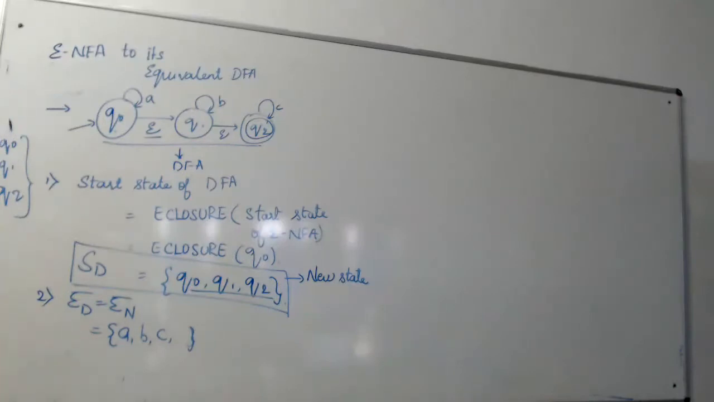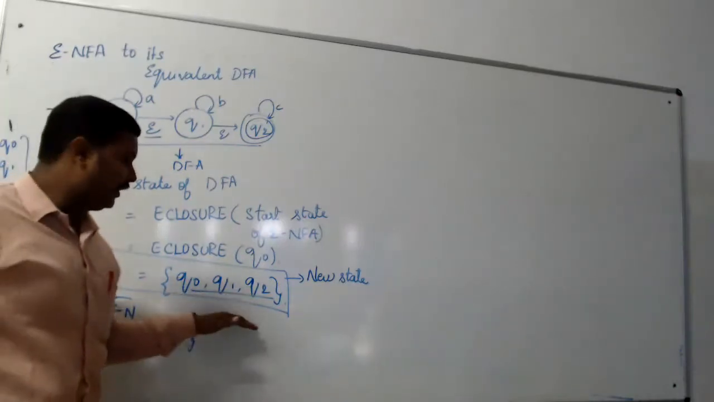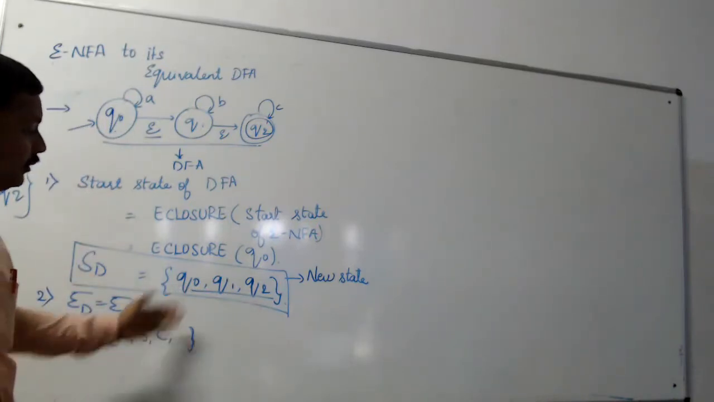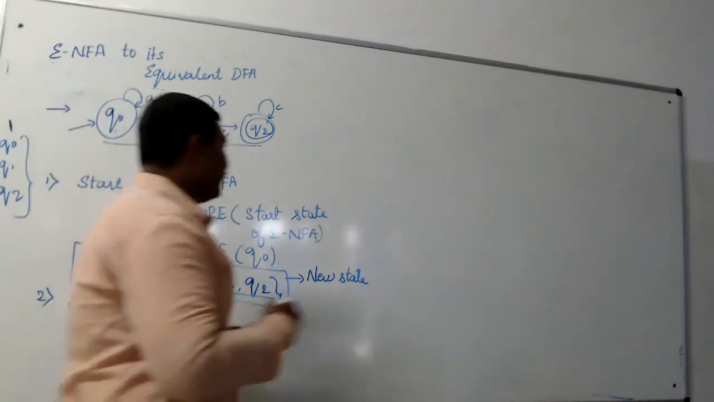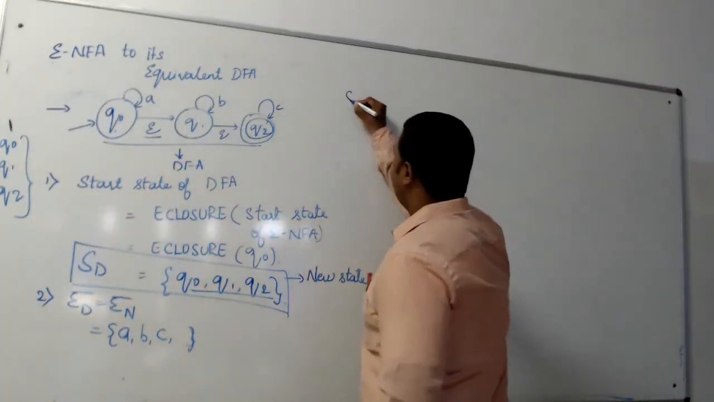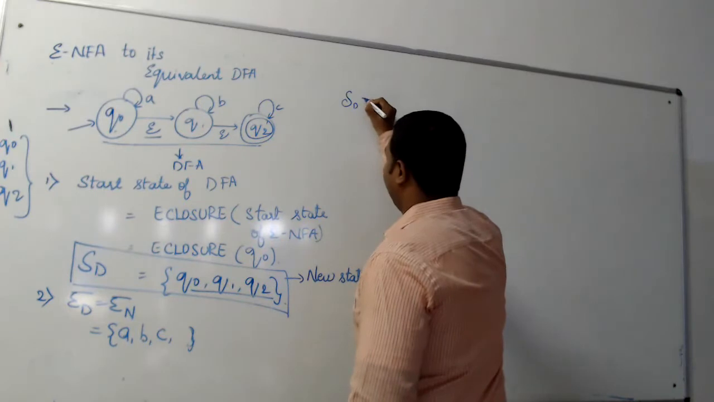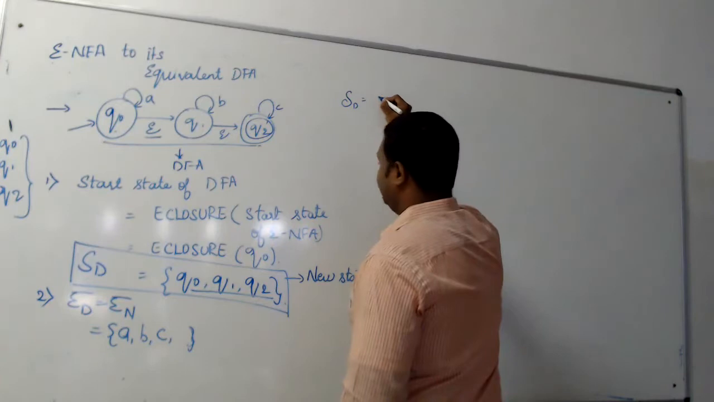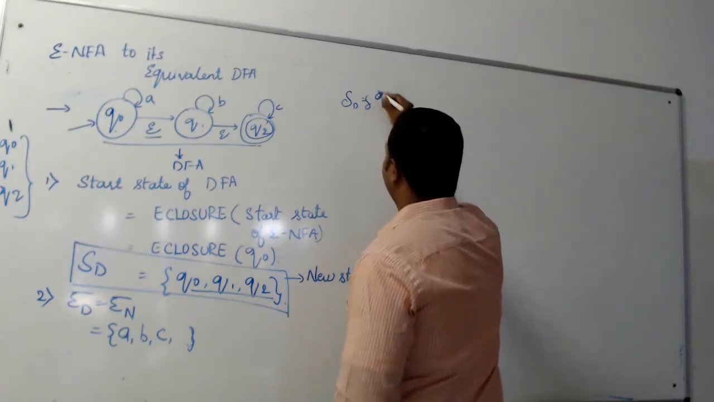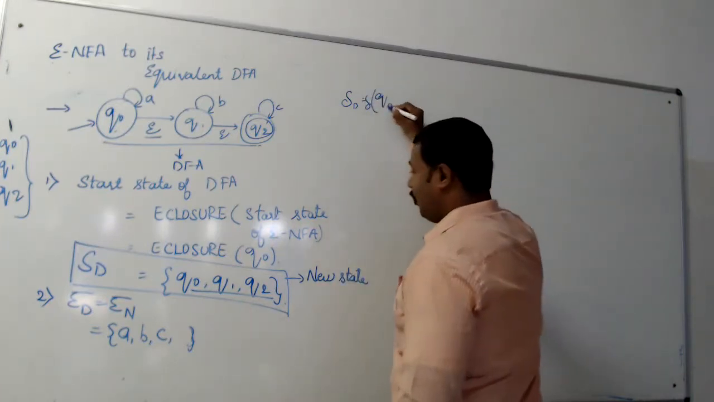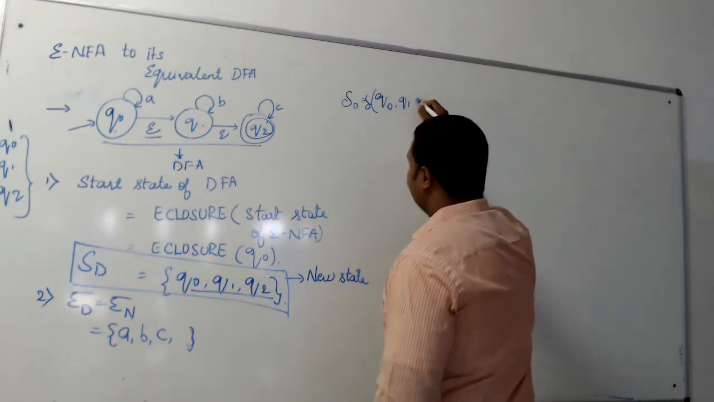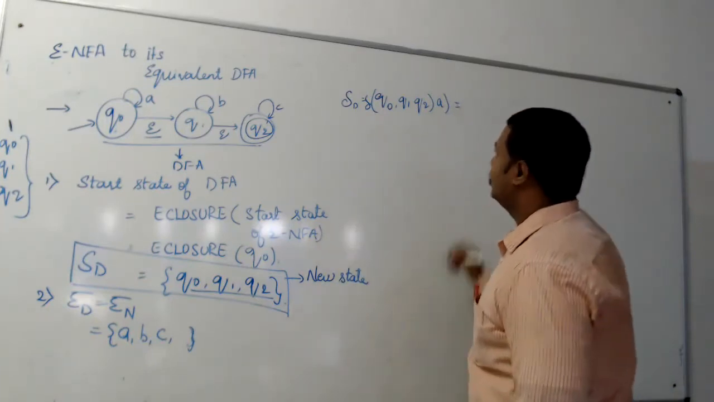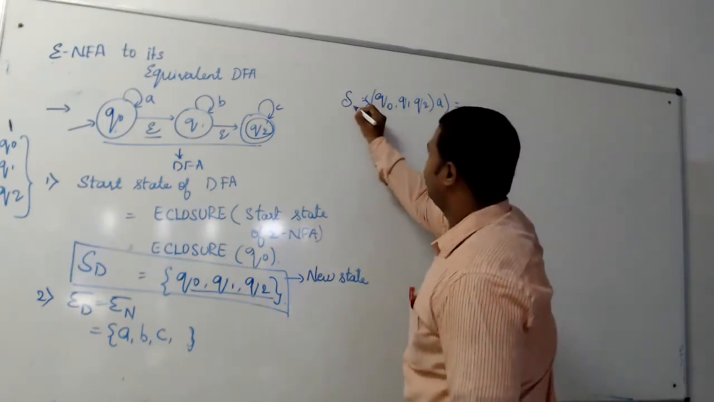So all the alphabets will be the same. Now we got a new state for our DFA. So now I'll apply all the transitions for all the alphabets for this new state. So the transition of the equivalent DFA for the new state, that is the transition of Q0, Q1, Q2 on A will be equal to the transition of NFA.